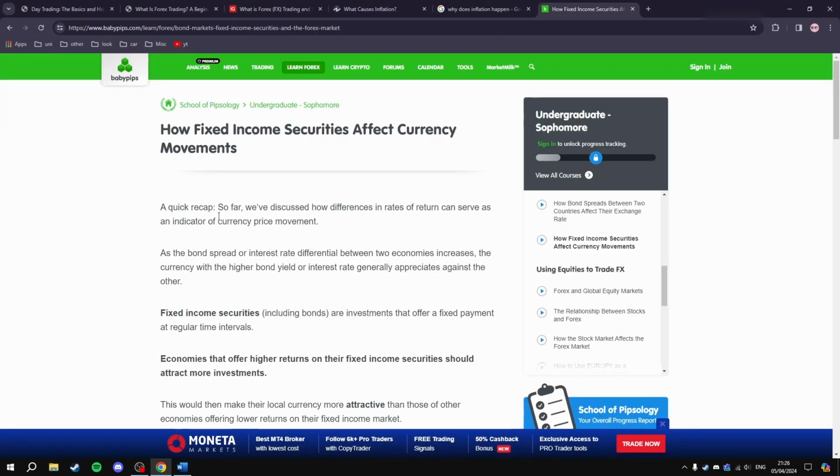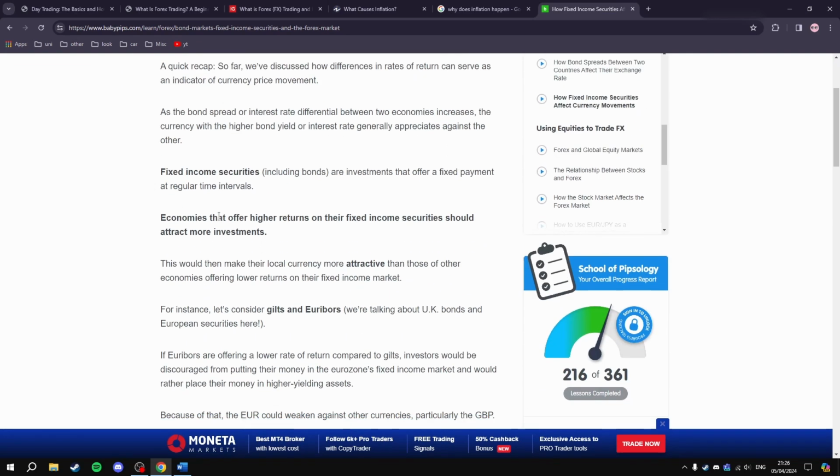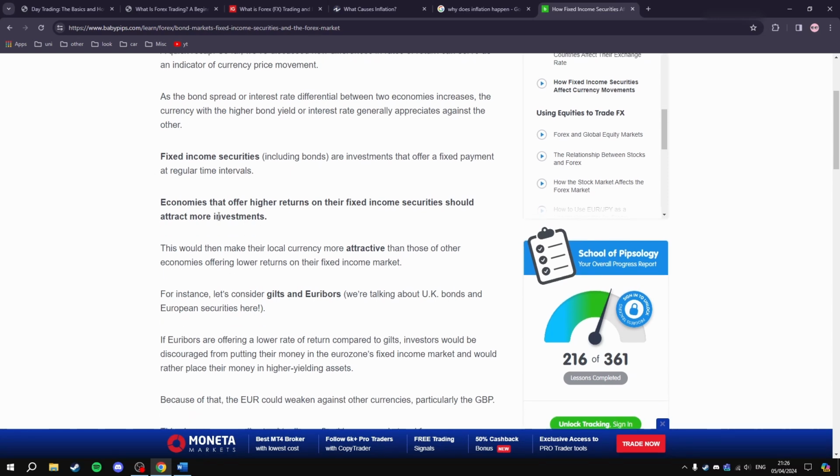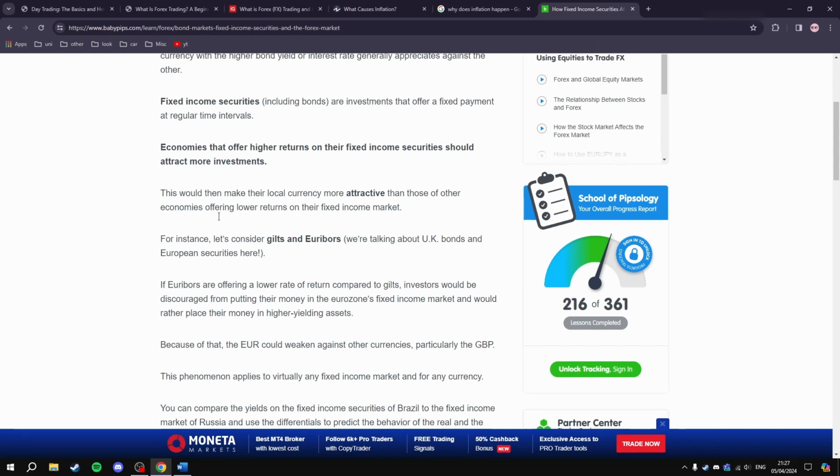A quick recap. So far, we've discussed how differences in rates of return can serve as an indicator of currency price movement. As the bond spread or interest rate differential between the two economies increases, the currency of the higher bond yield or interest rate generally appreciates against the other. Fixed income securities, including bonds, are investments that offer a fixed payment at regular time intervals.